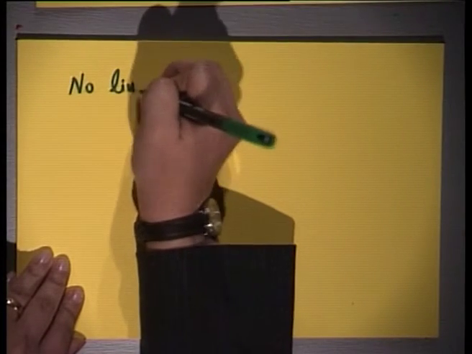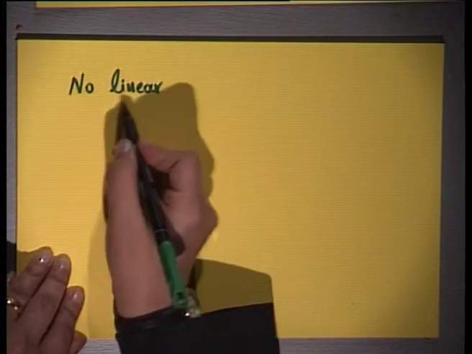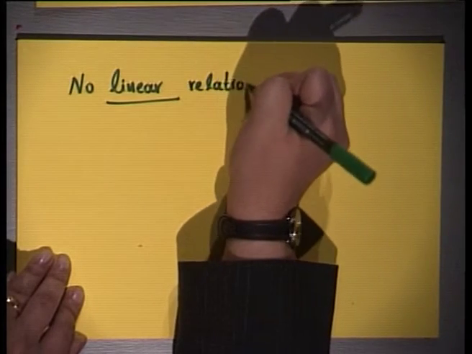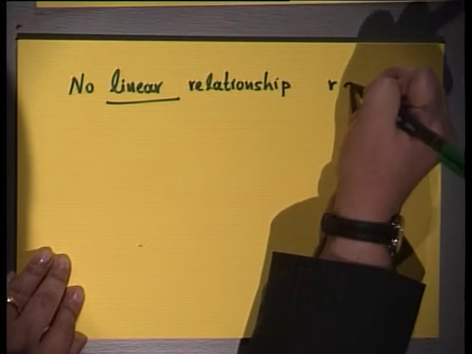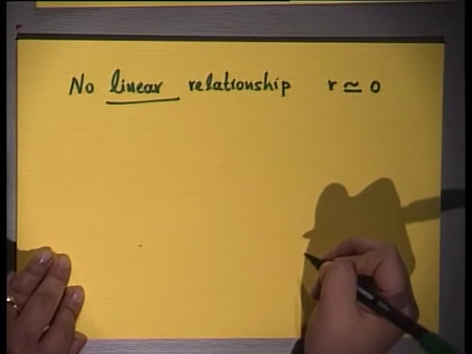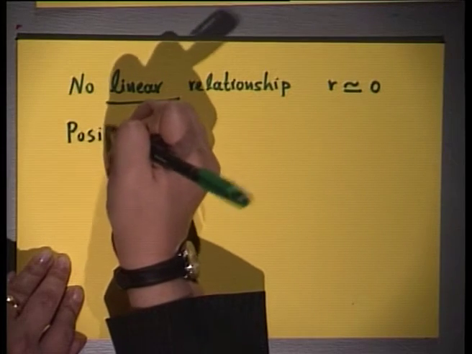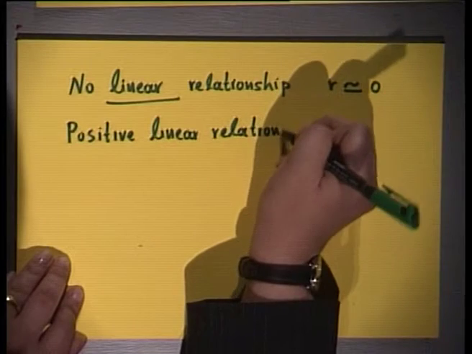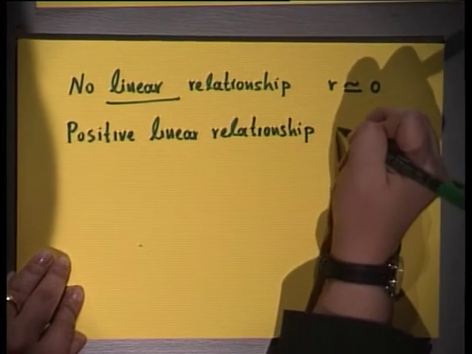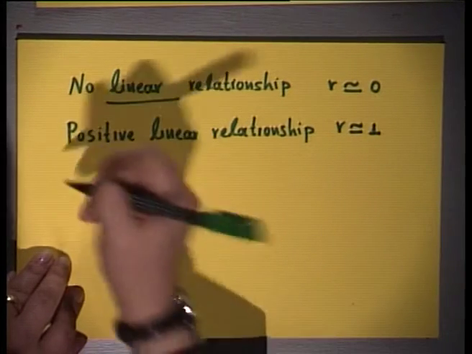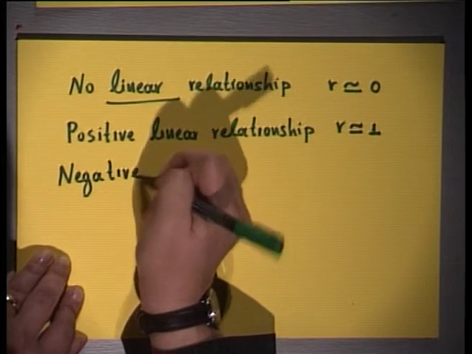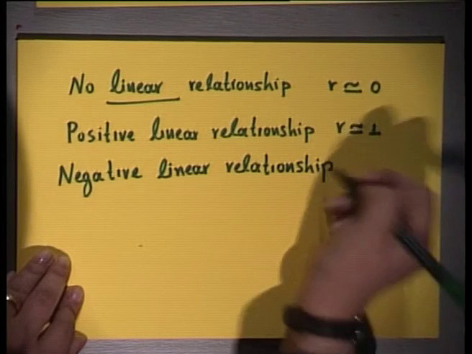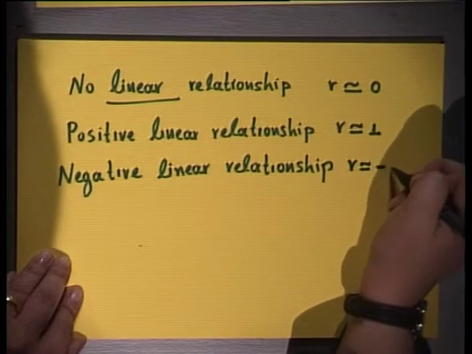No linear, we said, the correlation coefficient measures linear relationship or not, no linear relationship. The correlation coefficient should be close to 0. Now, positive linear relationship, the correlation coefficient should be close to 1. And negative linear relationship, the correlation coefficient should be close to -1.